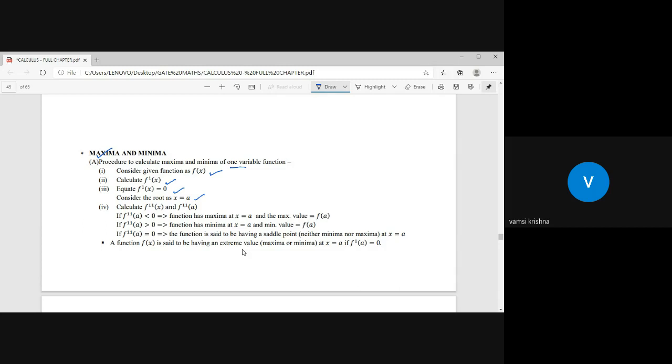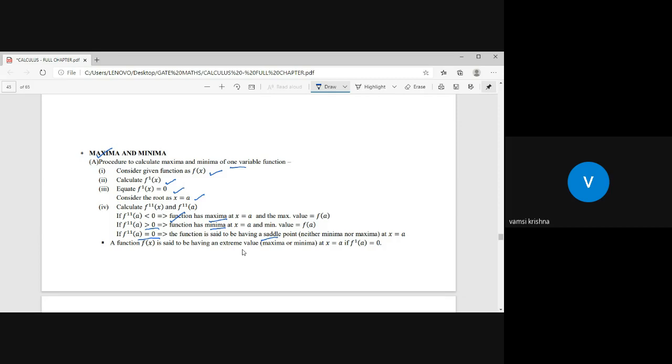After getting the roots, let us substitute in f double dash of a. If it is less than 0, then you have maxima at that point. If it is greater than 0, you will get minima there. And if it is exactly equal to 0, you have neither maxima nor minima there, and you will get a saddle point there. Yes, it's called a saddle point.